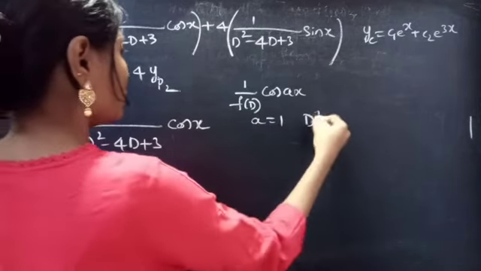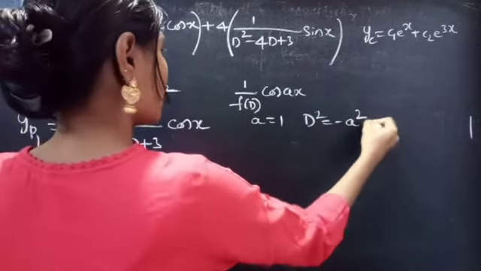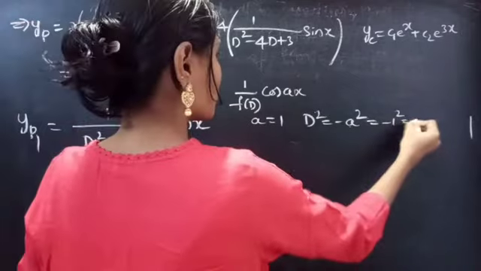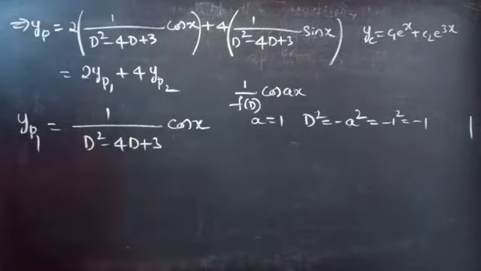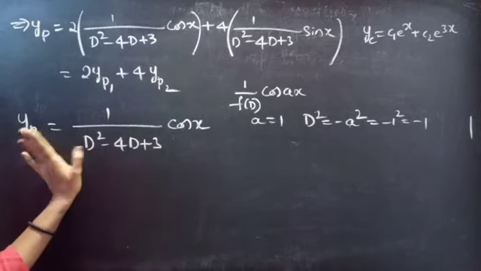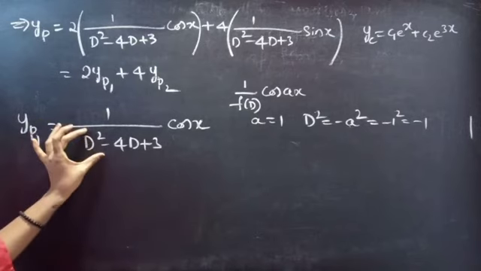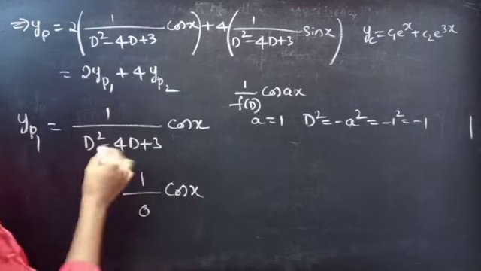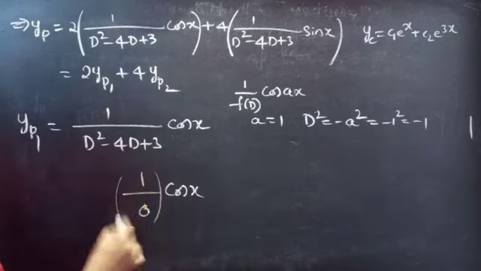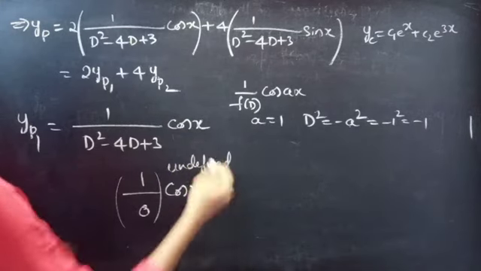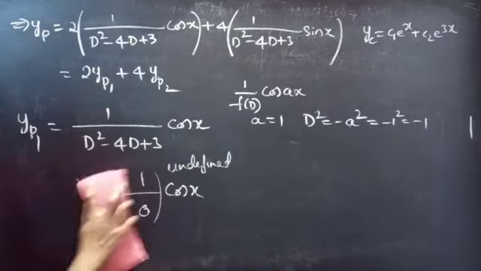Now we need to find d square, which is given by the formula minus a square. Then for a equals to 1, we'll get minus 1 square equals to minus 1, right? Now, see, d square appears in the denominator, right? So let's see what happens if we replace d square by minus 1 in the denominator. Always remember that denominator must be non-zero. If the denominator becomes 0, then 1 by 0 becomes undefined, so the total term becomes undefined.